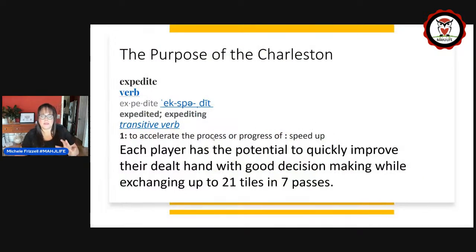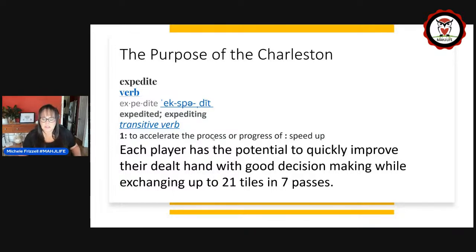The first part of the game is the Charleston. This is the part of the game where you are given your dealt hand and you have to make decisions pass by pass as players pass unwanted tiles to really expedite the development of your hand. So instead of picking one tile at a time, in essence, you're getting 3 picks through each of the passes because each pass has 3 tiles. So you can exponentially improve your dealt hand. That is the purpose of the Charleston.